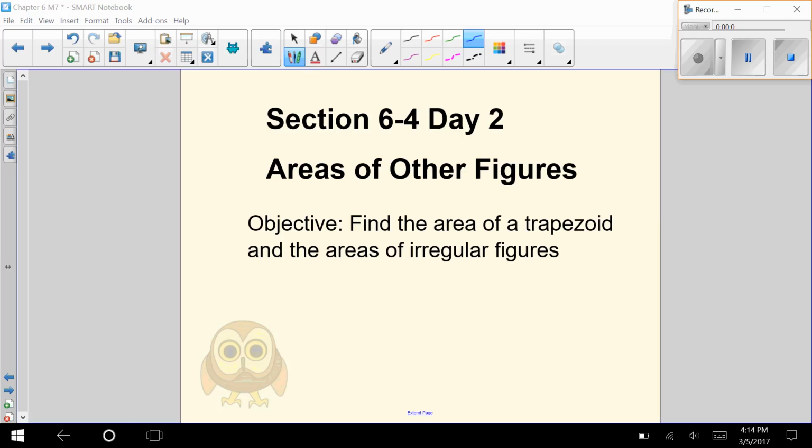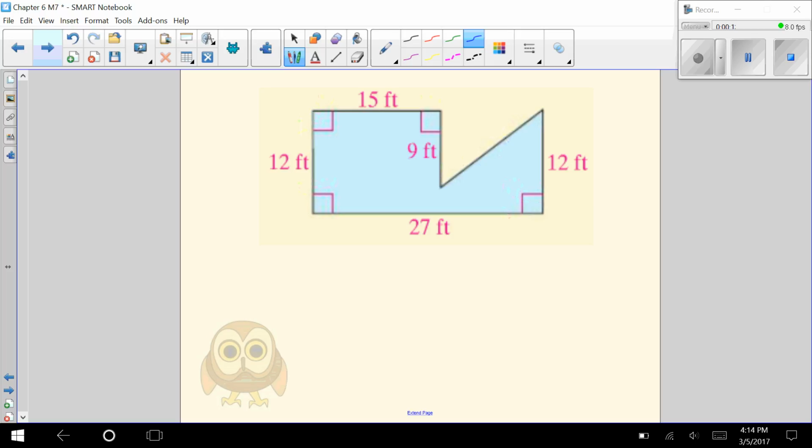All right, this is section 6 for day 2, areas of other figures. Our objective is the same as it was yesterday, so you do not have to worry about rewriting it. We're going to start by going through the 2 problems that you were supposed to try on your own yesterday.